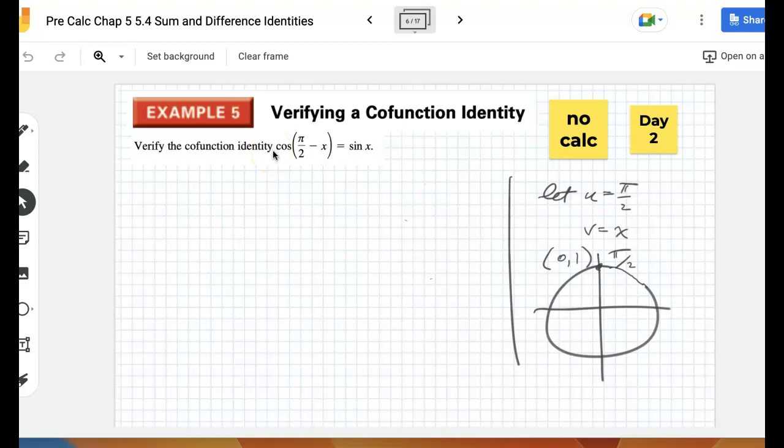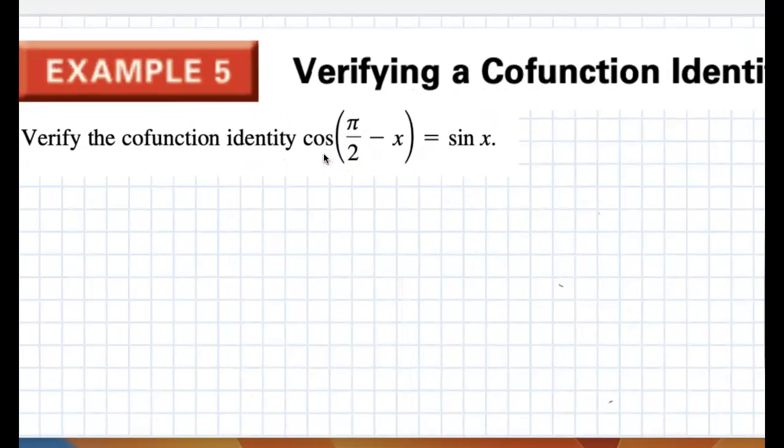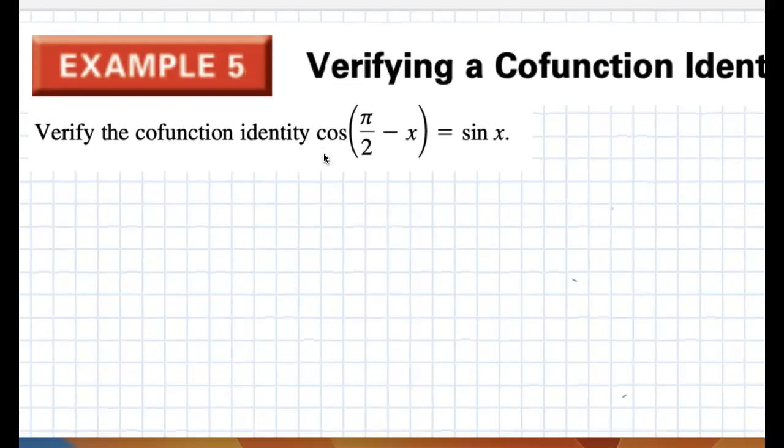So we know that the cofunction identity says cos of pi over 2 minus x is equal to sine x. And we can prove that because we now know a formula that says if I have the cosine of the difference between two angles, well, that's equal to a specific formula.